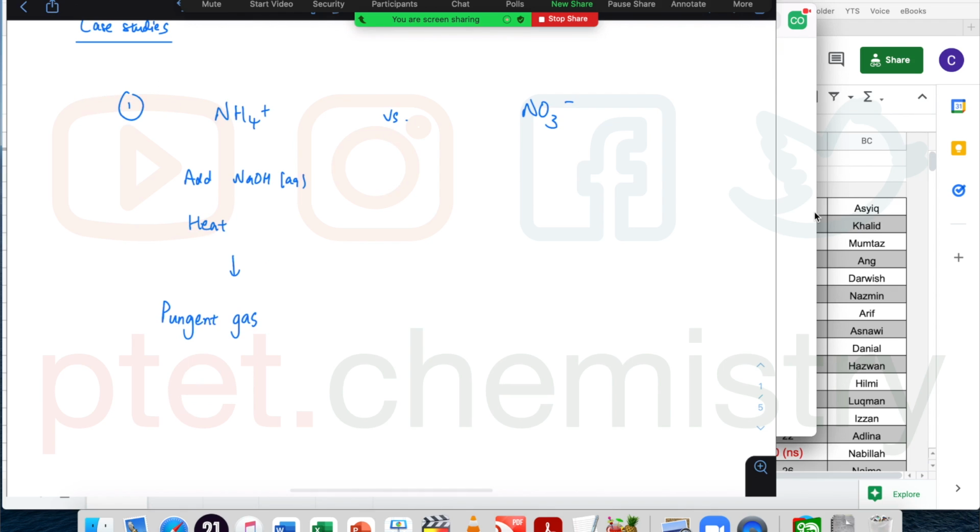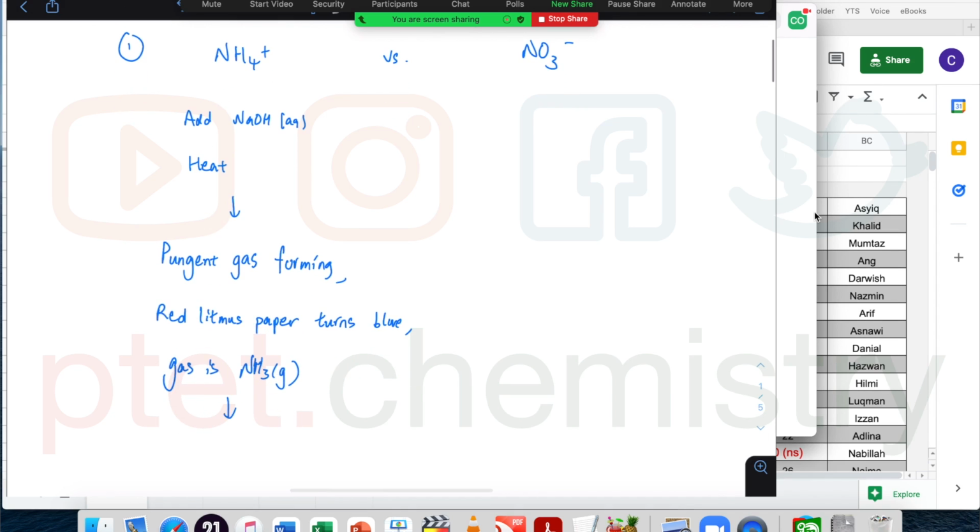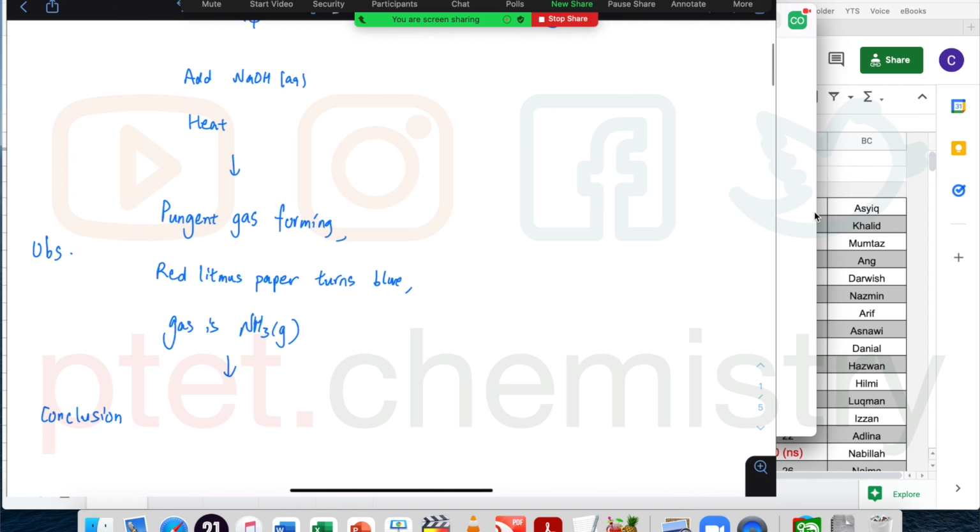So you get a pungent gas forming, and then you test the gas, because you could smell it. You use red litmus paper. You always have to specify what you use, what your result is, and therefore what your conclusion is. Red litmus paper will turn blue, so we get the gas, which is ammonia gas. Then, what is the ion present? This is your conclusion. These are your observations. Your conclusion will be that ammonium ion is present.